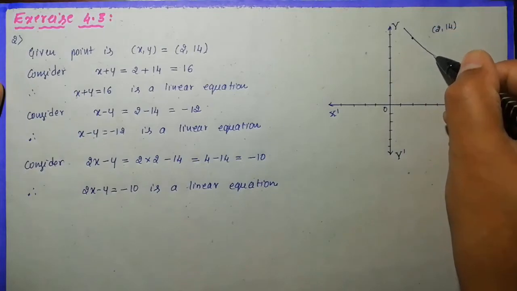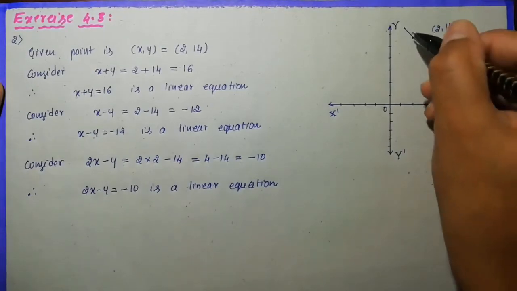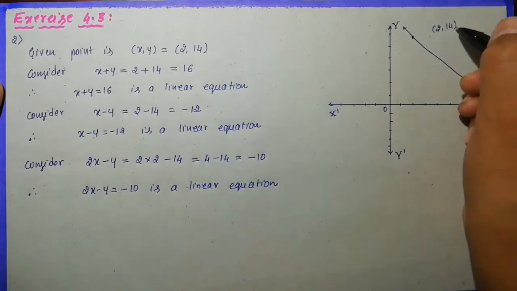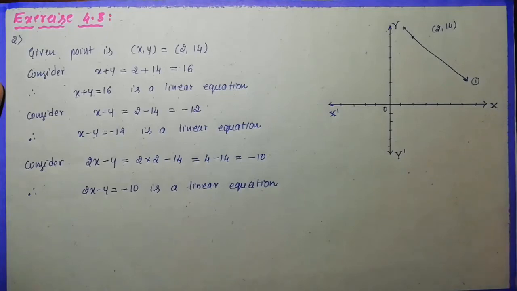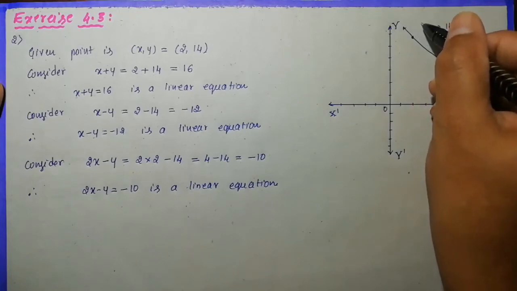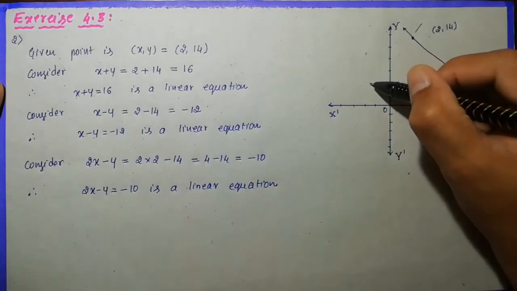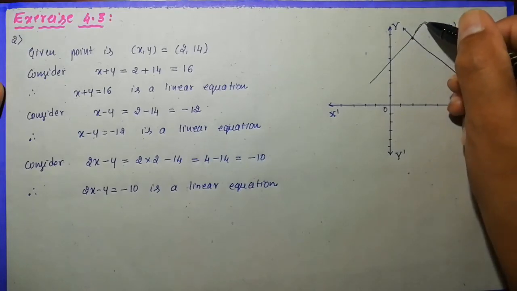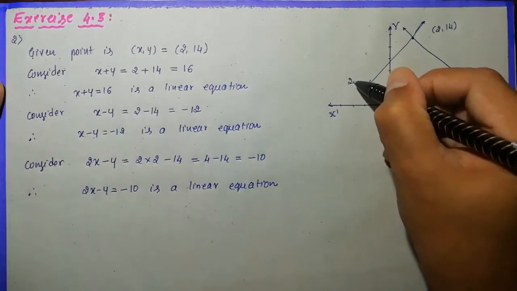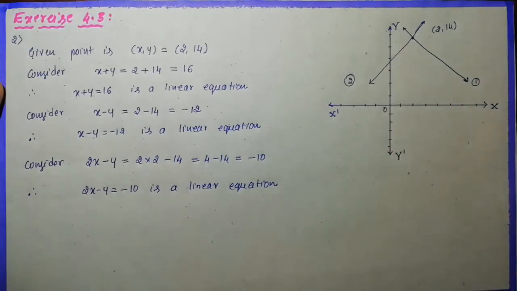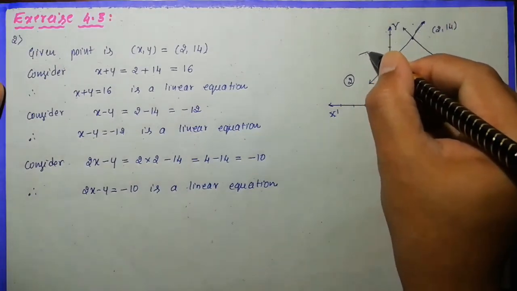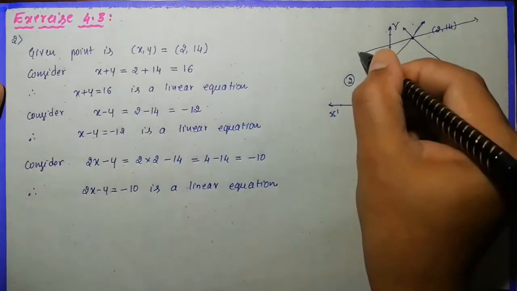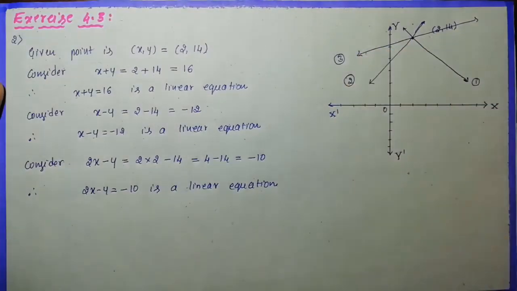A straight line like this, and this line is passing through the point 2 comma 14. So it is a linear equation. Let us imagine it is one of the linear equations, a graph of a linear equation, because it is a straight line. In the same sense I'm going to draw one more straight line passing through this point, like this. Definitely this will represent one more linear equation. And I'm going to draw one more for you, like this. Now look here, this is another straight line and this will represent the third linear equation.